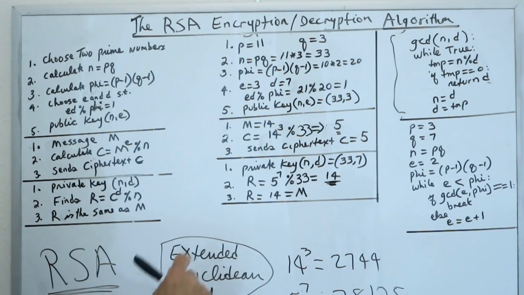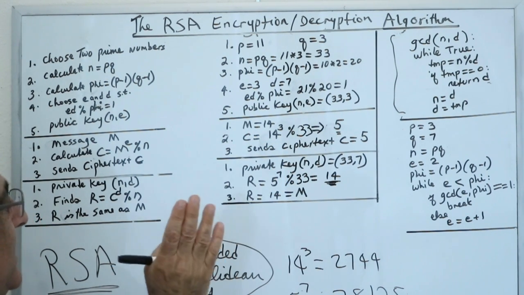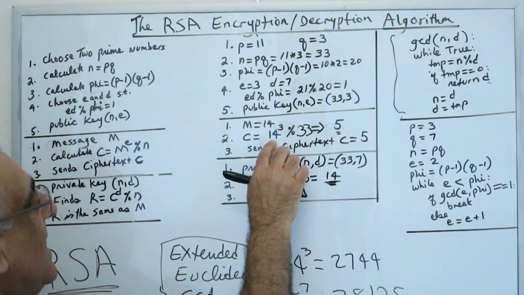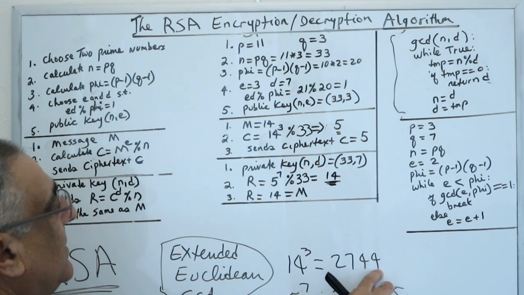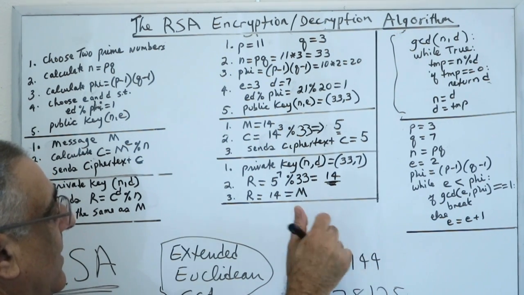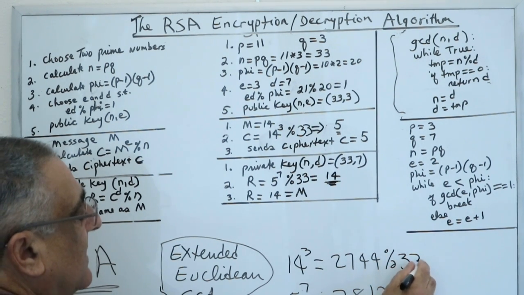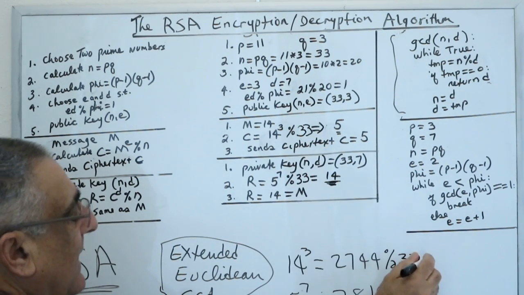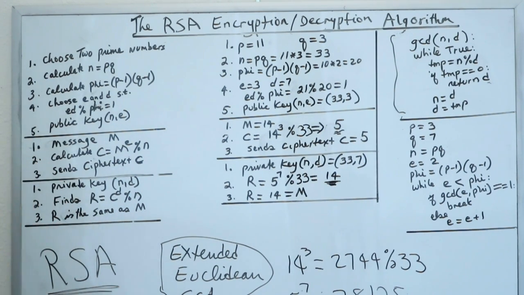Now, here's the message that Alice wants to send to Bob. The way to do it, we have to encrypt it, which is known as the ciphertext. So we take 14, raise it to the third power, which is 2744. You mod it by 33, and 33 is the value of n. That gives me 5. 5 is the ciphertext. 5 is what gets transmitted to Bob.